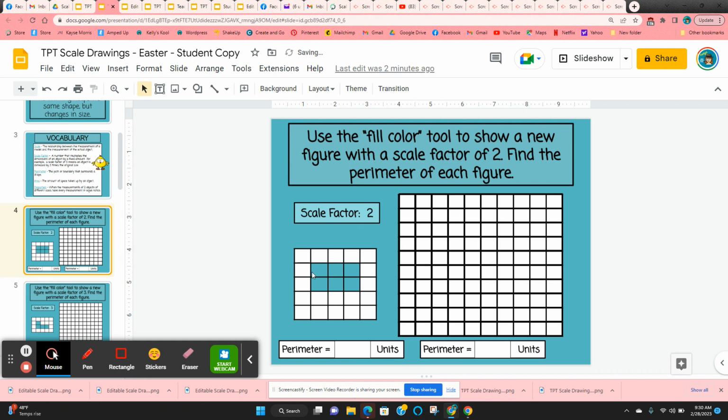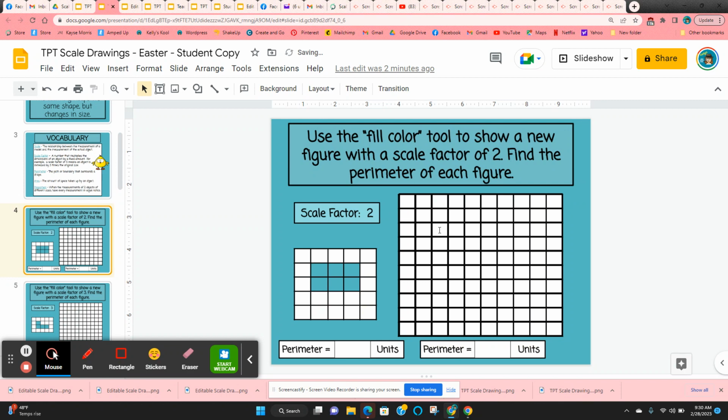When they get to slide 4, they're going to be doing their first drawing. So this is a small rectangle. They're going to be increasing it by a scale factor of 2. What that means is that each side is going to be multiplied by 2 to get a larger figure. So now we have a figure that's going to be 4 by 6.